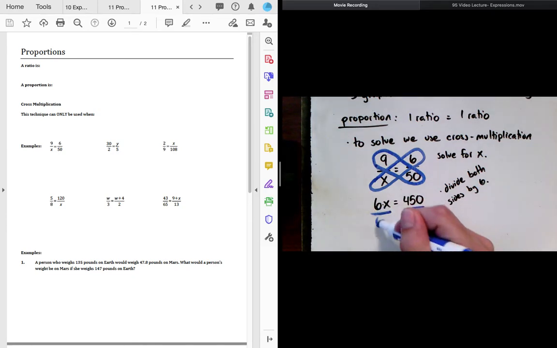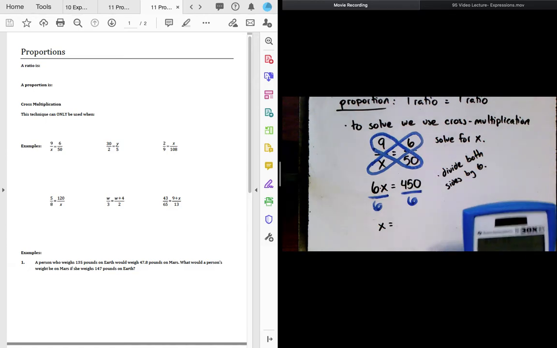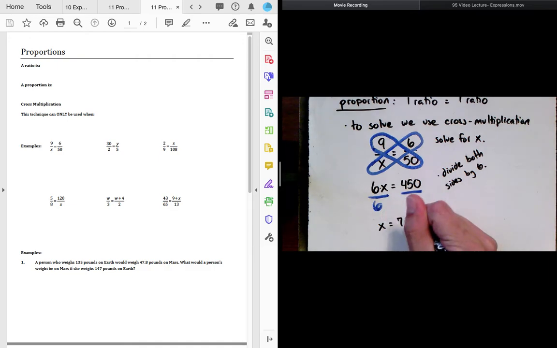Now, 6 divided by 6 really gives us 1x. But as we mentioned in the last video, you don't necessarily have to put that 1 there. I can really just call this thing x. 1x and x mean the same thing. On the other side, we're dividing 450 by 6, which is 75. And the answer in this case is x equals 75. And so that's our process of using proportions to solve for x.